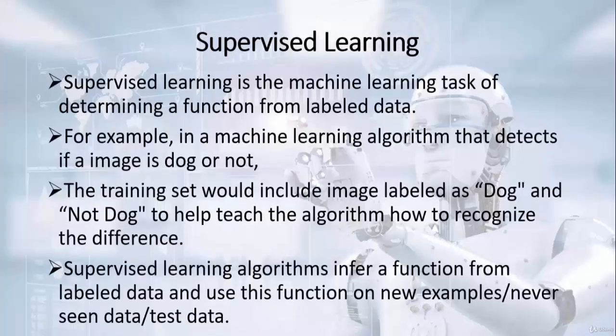Book definition: supervised learning is the machine learning task of determining a function from labeled data. In our example, the machine learning algorithm detects if the image is dog or not. The training dataset would include images labeled as dog and not dog to help teach the algorithm how to recognize the difference. So the supervised learning algorithm infers the functions from a labeled dataset and uses these functions on new examples or never-seen test data. Hope you got some idea about supervised learning.